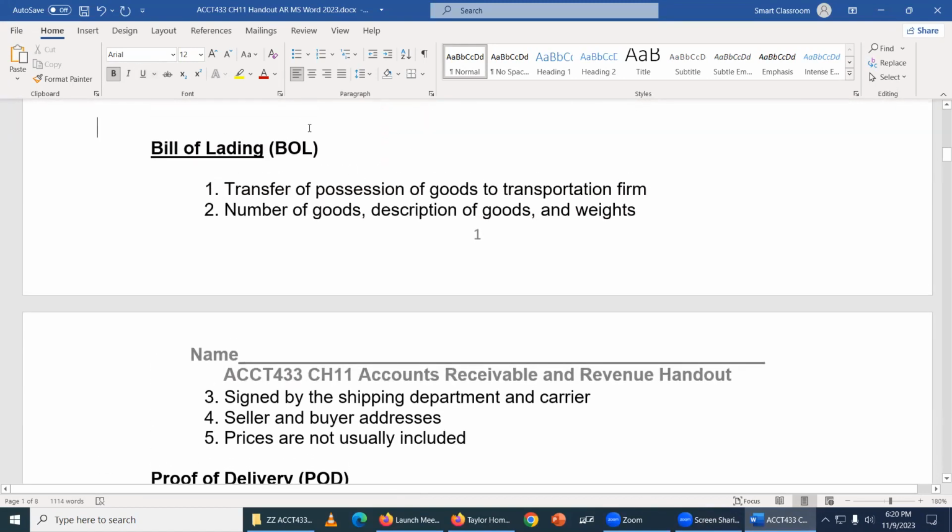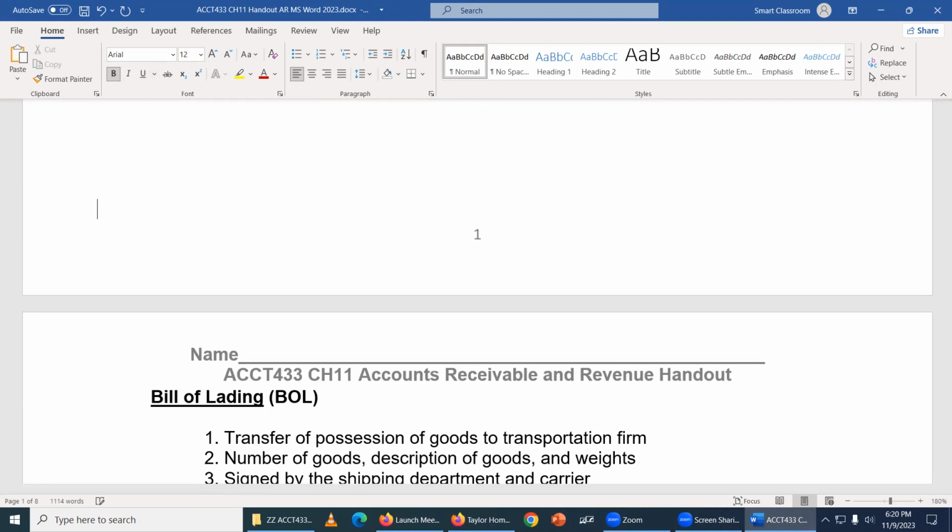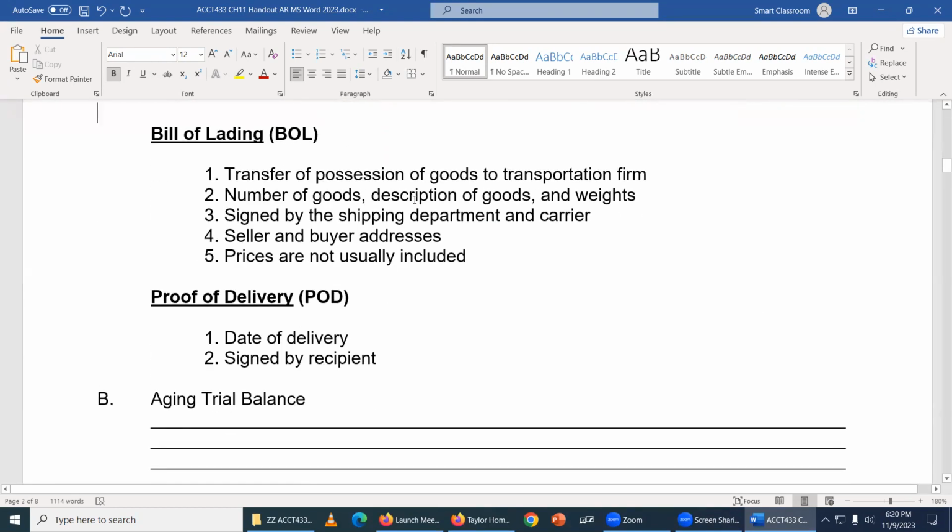Are these on the same page? I don't even know if I have these on the same page. Are these on the next page or not? I don't know. Probably doesn't matter too much.